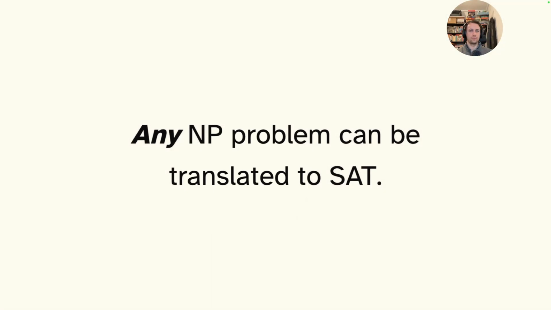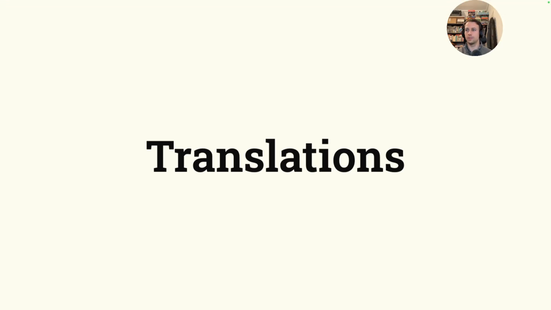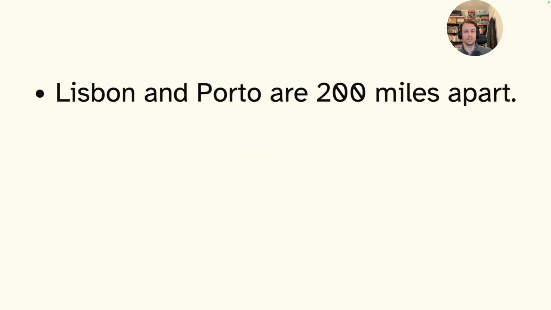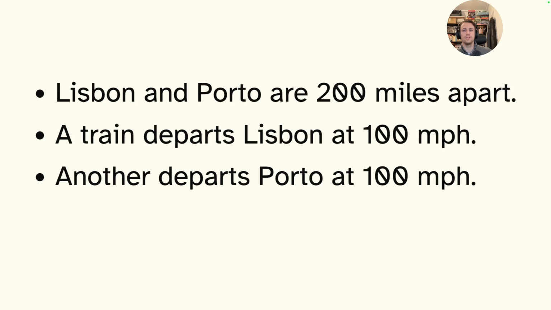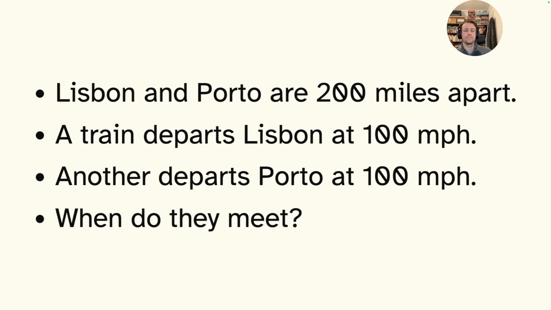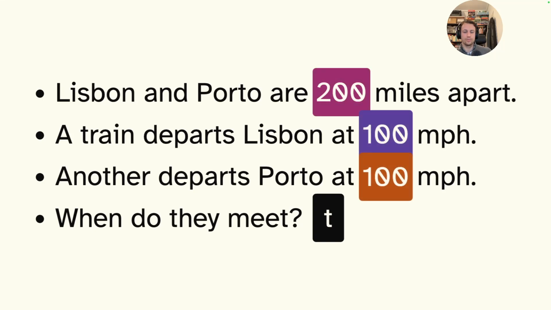So let's talk about translations. And to talk about translations, I want to go back to the train problem for a second, if you folks don't mind. Lisbon and Porto are 200 miles apart. A train departs from Lisbon at 100 miles per hour, another one from Porto at the same speed, and I was asking when do they meet. Let's call the answer T, for time, the time it takes for the two trains to meet. Now I want to take a look at the numbers that we care about, the distance and the speed of each train, and just color code them.